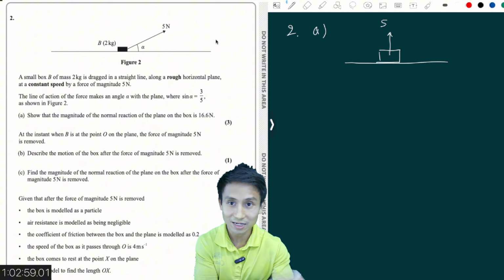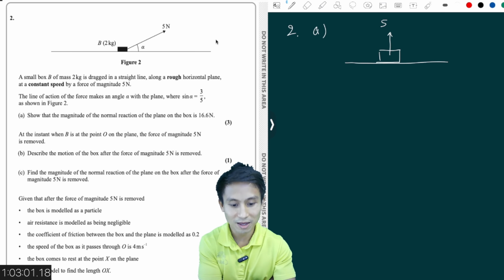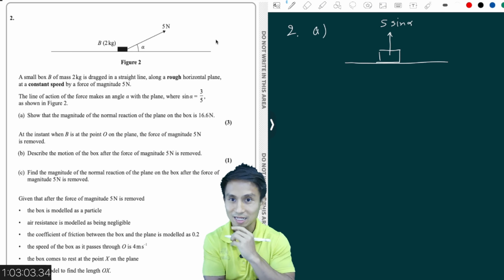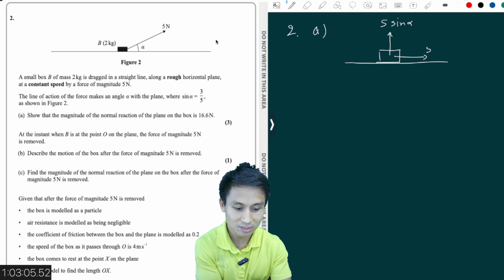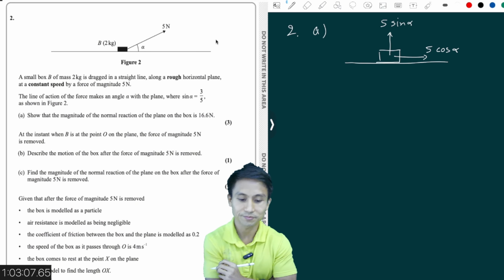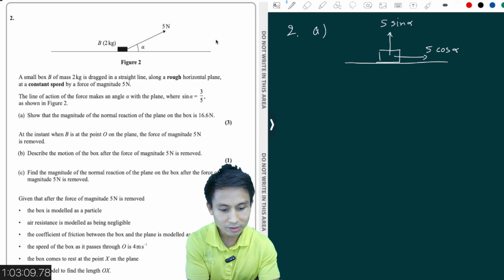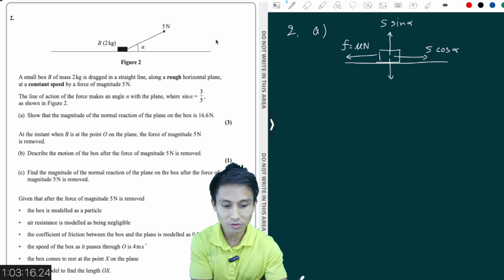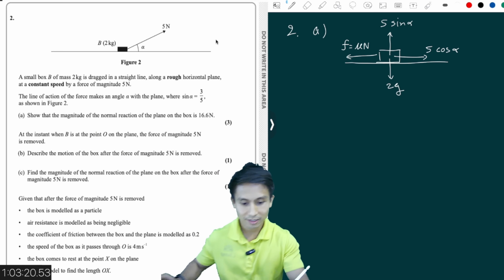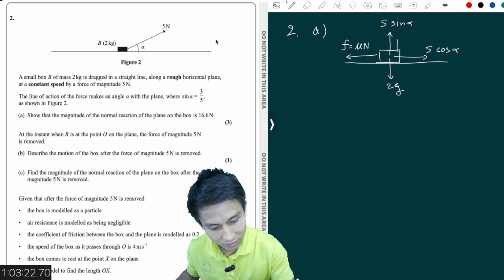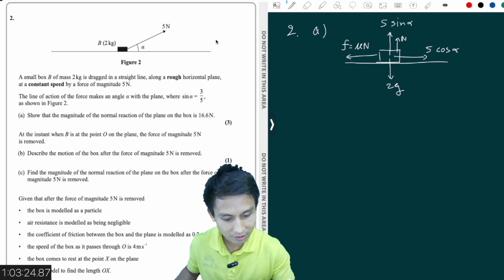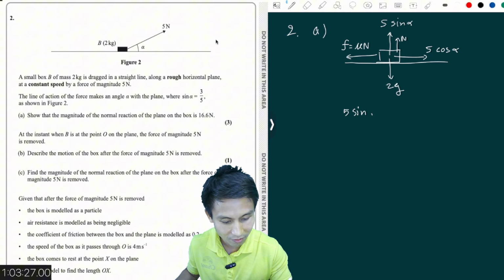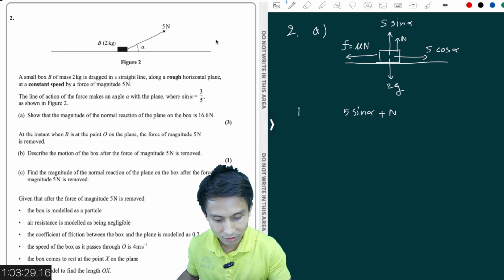you're going to get 5, because that is alpha, so the vertical would be 5 sine alpha, make sure you understand this. And the pulling force is actually 5 cos alpha, okay? There is a friction, which is mu N, yeah? And there is a weight, which is 2g, okay? And N here, we haven't found it, so I'm just going to put it like that. So 5 sine alpha plus N, this is the vertical force, yeah?